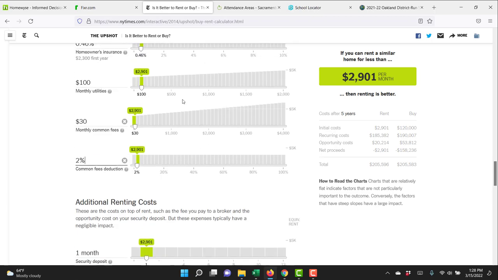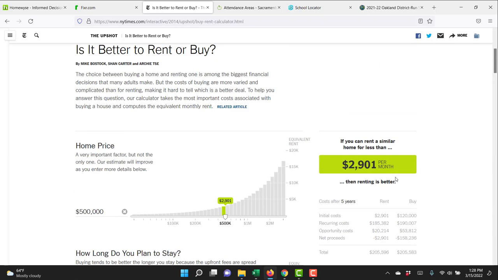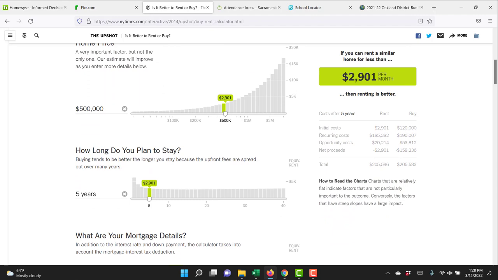Okay, so once we've gone through all these steps, it spits out a number that says if we can rent this $500,000 house with all these assumptions that we went through for 2,900 or less per month, then we are better off renting. So this calculator, I think, is a great way to quantify the decision and have a very solid benchmark in this number here that will give you a good sense of where you stand in the decision. So for you out there that are trying to make a decision as to renting or buying, I really encourage you to check this calculator out.